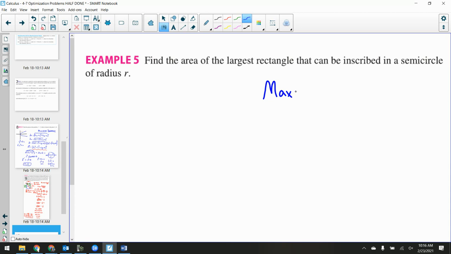Maximize area of rectangle. I'm going to maximize the area of my rectangle. So I know that the area of a rectangle is just length times width. I shouldn't say x times y because I haven't made any variables yet.